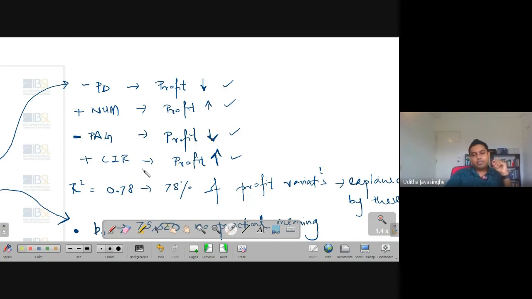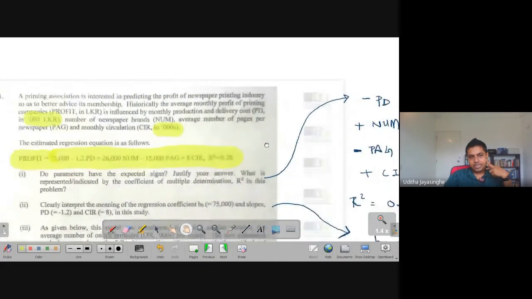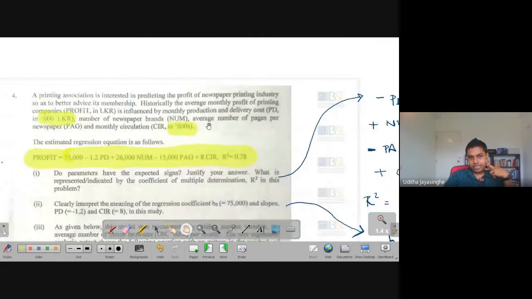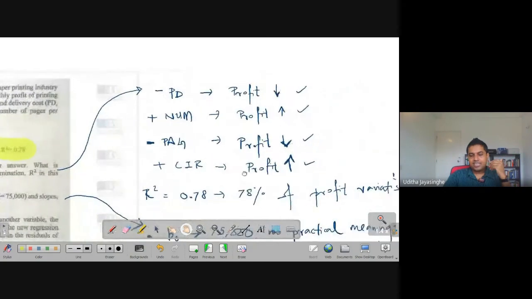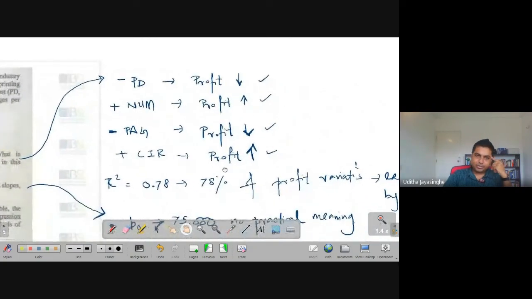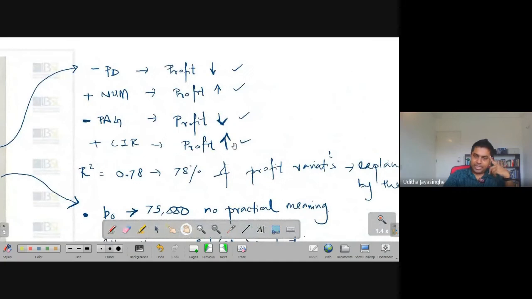Last one, plus CIR, the circulation. If it is higher, sorry, CIR is not a cost actually. CIR is the circulation, monthly circulation in thousands. That means you are circulating 10,000, 20,000 likewise. And the higher the circulation, obviously your profit is going to be higher and higher. So I can agree to all these signs: negative, positive, negative and positive. So these individual signs are in line with the profit.